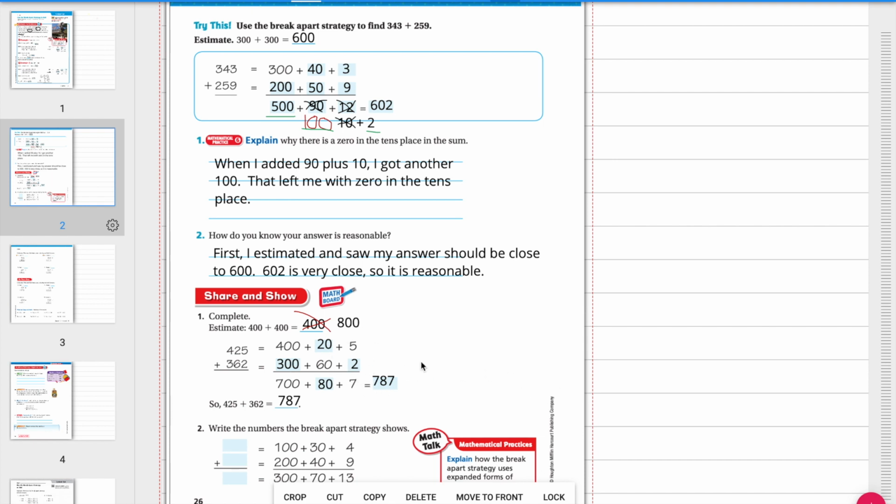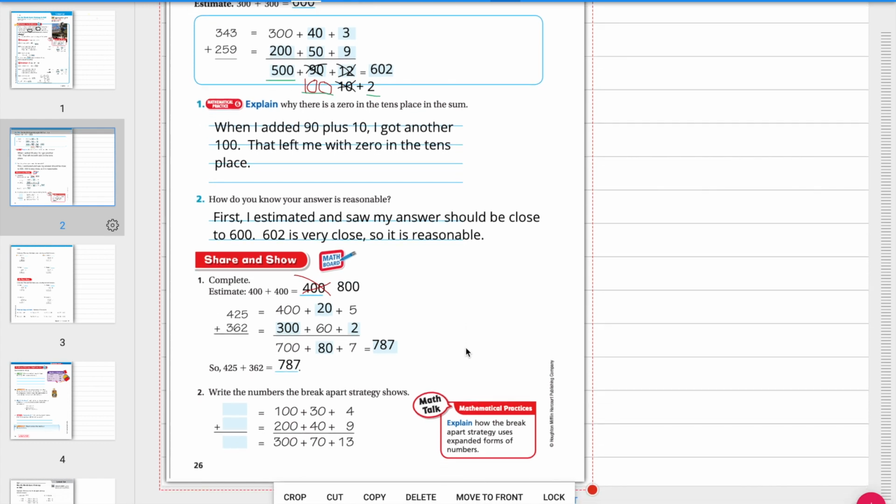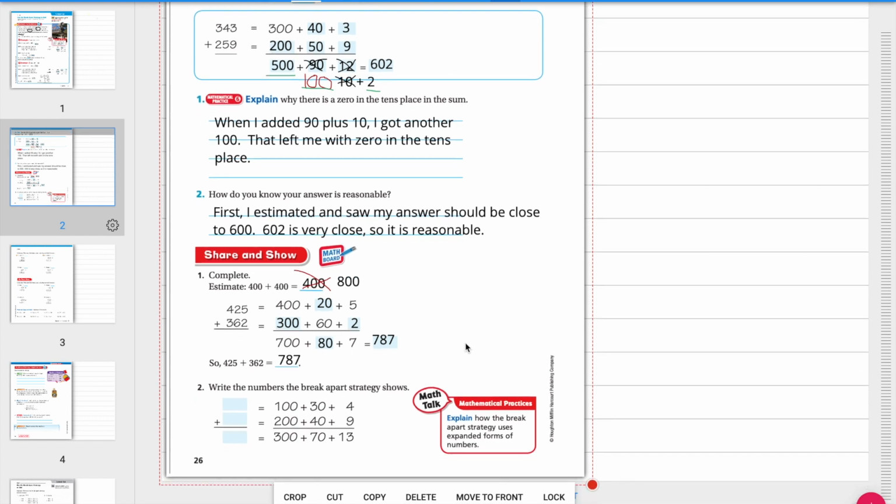If you got that and that seemed easy, awesome. And if it did seem hard still, don't worry. We're going to keep practicing. And if it seems like something you will want help with, do come to the live math lesson.